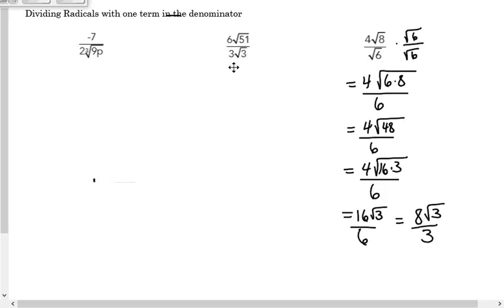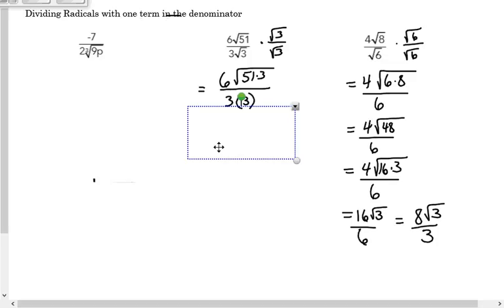Moving on to our next example, here we have 3 root 3. When we go to rationalize this, we are only going to multiply this expression by the radical in this denominator. Just like we did over here, we're going to multiply it by the square root of 3 over square root of 3. We'll end up with 6 square root 51 times 3 over 3 multiplied by root 3 times root 3, which is just 3.